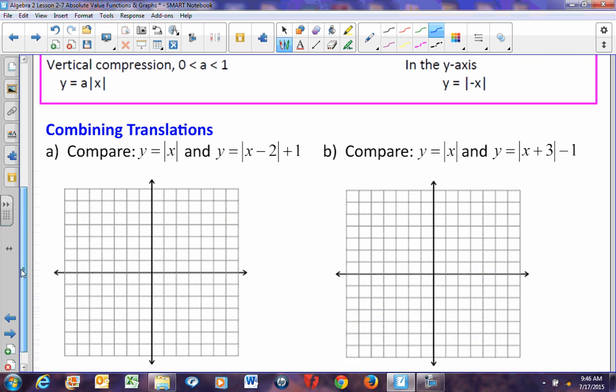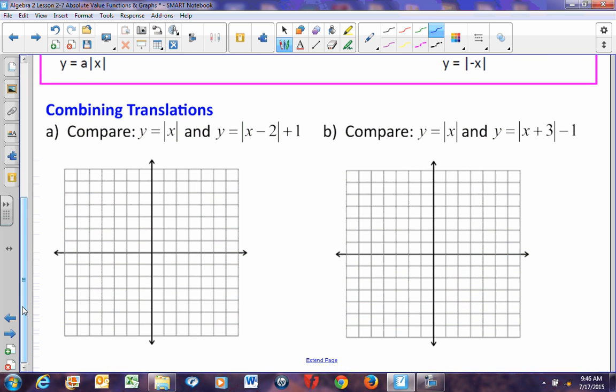So if I'm going to combine a translation here, I have y equals the absolute value of x, and y equals the absolute value of x minus 2 plus 1. Now, I do not care if you draw in the parent function first and then translate it. Some people need to do that in order to draw the translated function, and some people can go straight to the translated function. I'll do both. The first one I'll draw both of them in, and the second one I will only draw the translated function, so it'll make it easier.